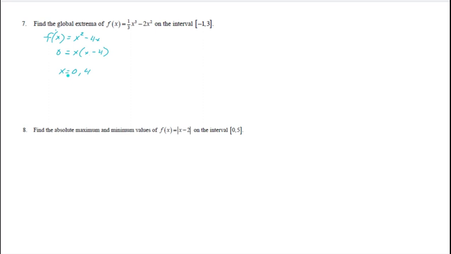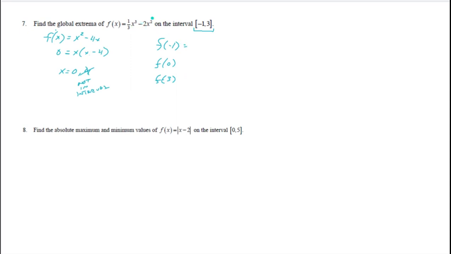Now, one of the things that some of you may have already identified here is that our interval ends at 3. This 4 is outside of our interval, so we can't include that. Not in our interval. All right, so we've got our one critical number, and we've got our two endpoints, and these are going to be the values we're going to plug in to identify which is our maximum and which is our minimum. So our f of -1, our f of 0, and our f of 3.